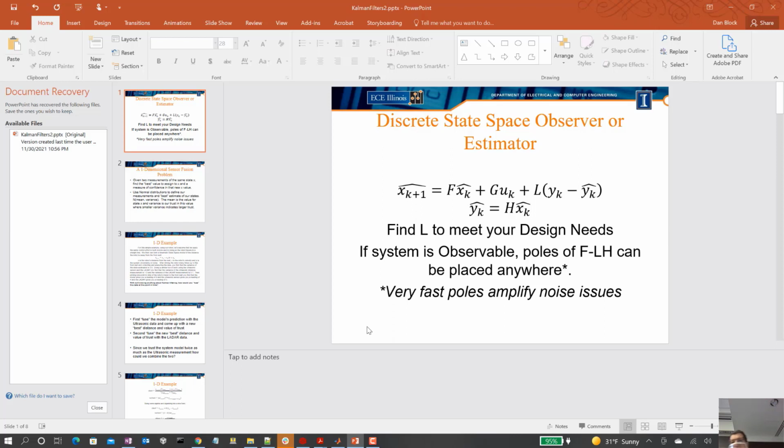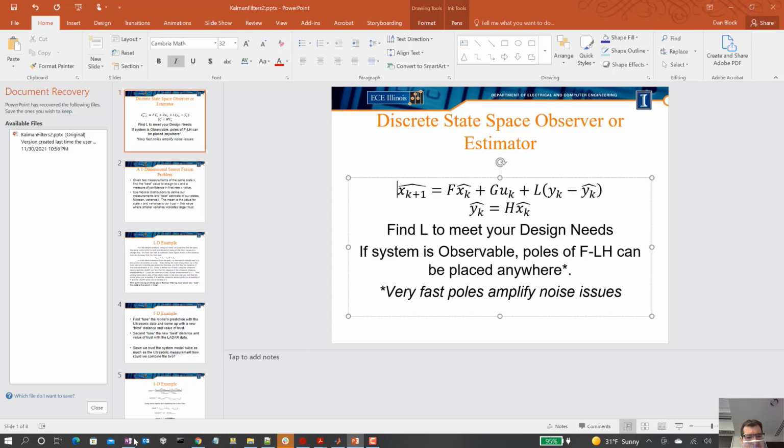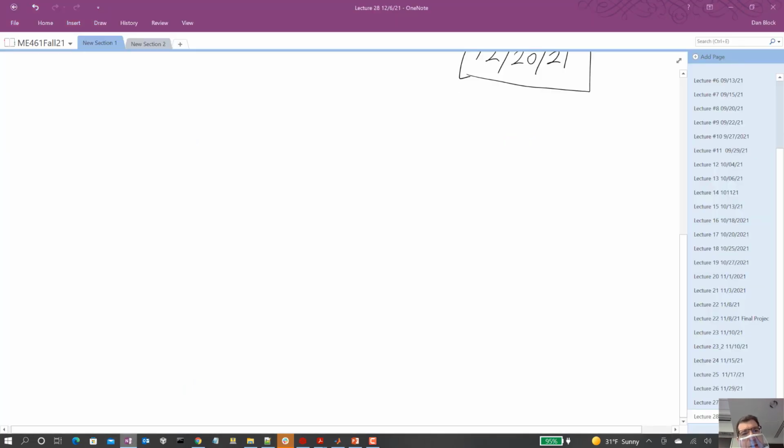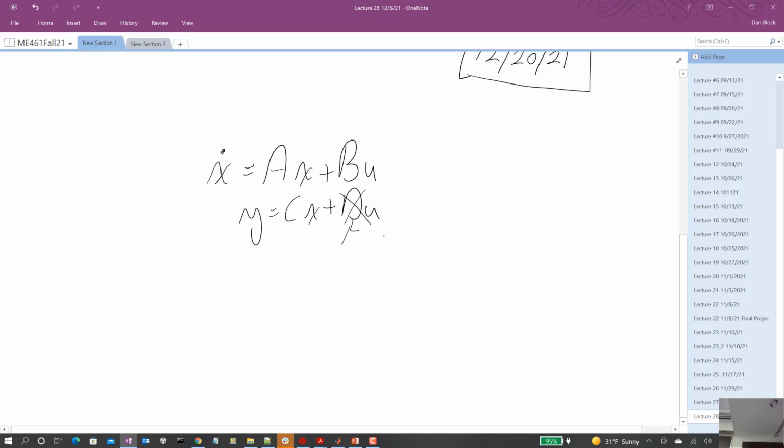The idea here is that we have this hat state right here. You're probably familiar with the state space model from other classes: x dot equals Ax plus Bu, and then y equals Cx plus Du. In most systems, D is 0. Anyway, you should be somewhat familiar with this state space model.